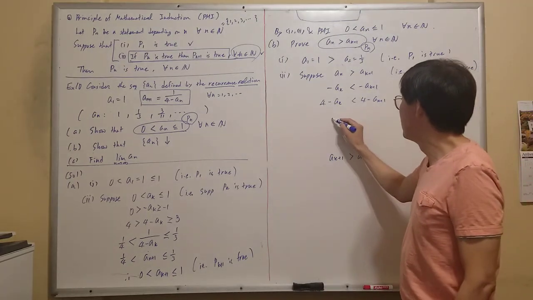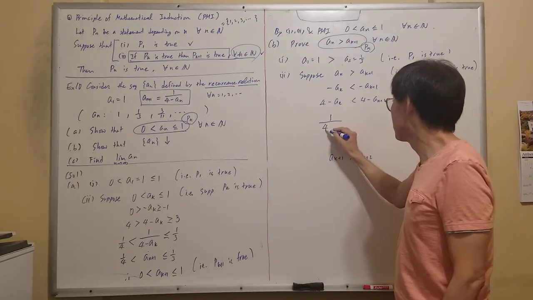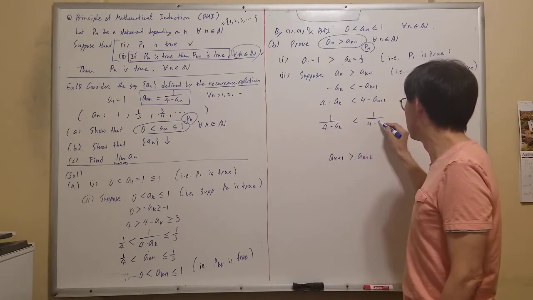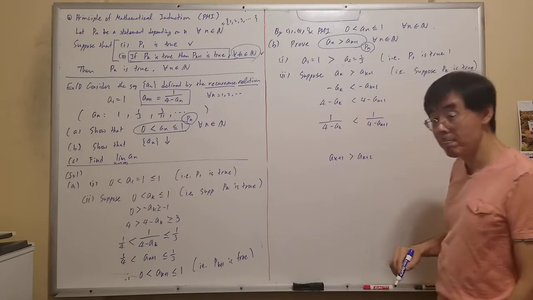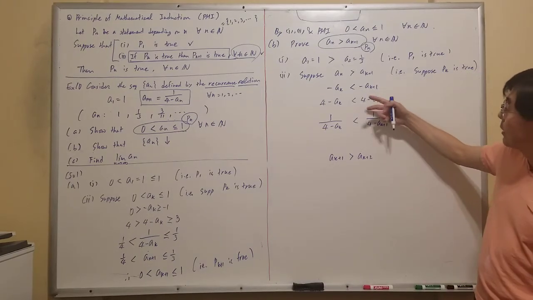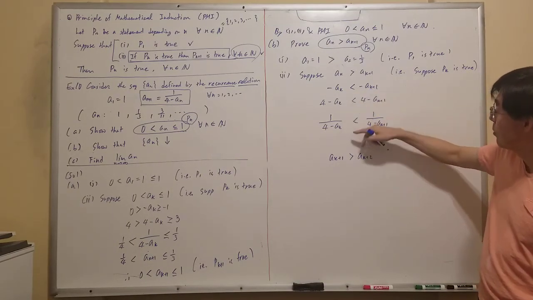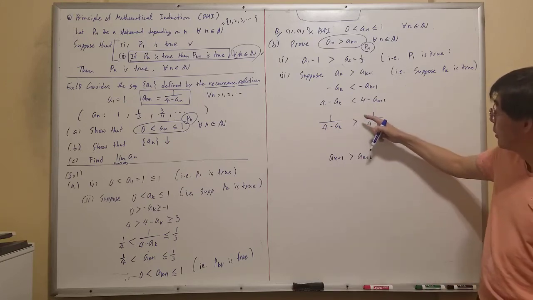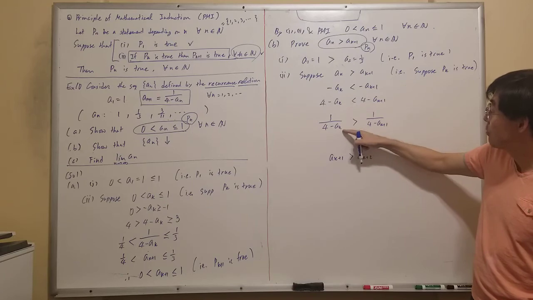Now, this is actually true. You have to be careful. We want to say this. Right? We want to say that when you take reciprocal, then this one changes the direction, because smaller denominator means larger.